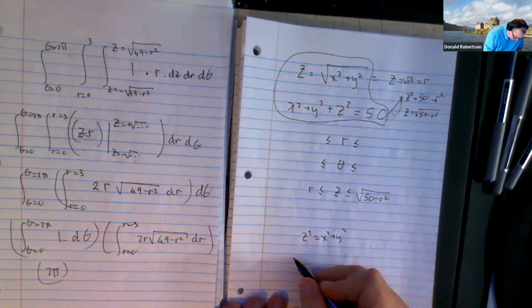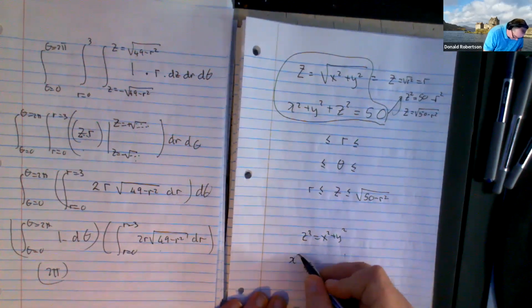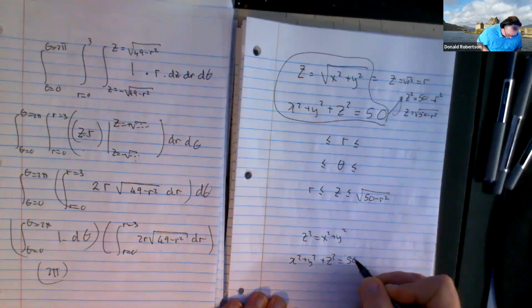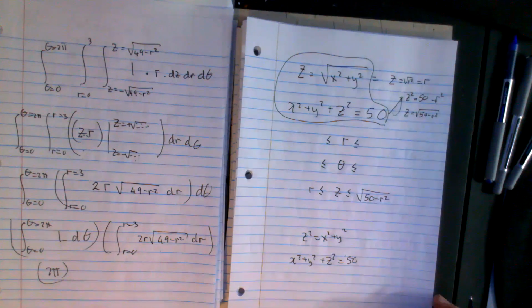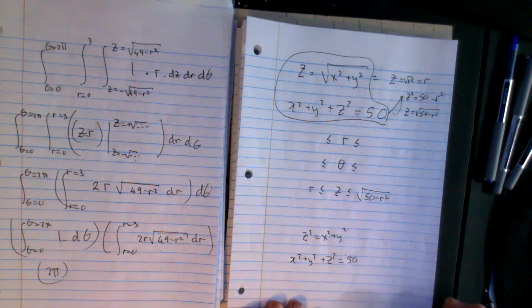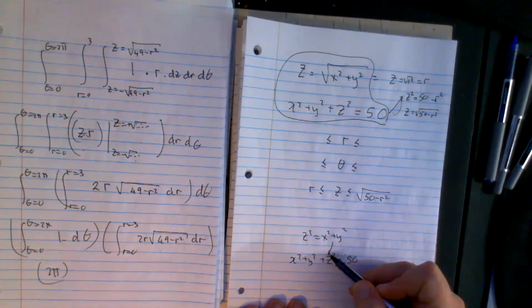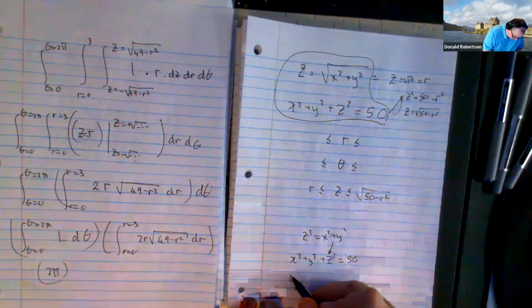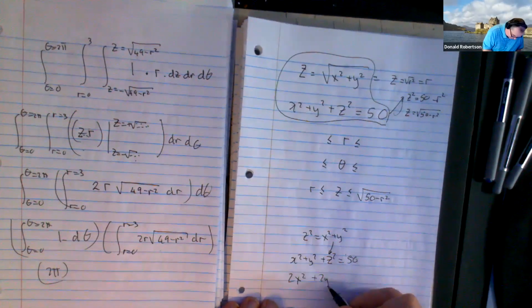Now I'm just going to write down the other piece of information underneath it. And I want to use this. Could we substitute in the x squared plus y squared for the z squared? Yeah. And you end up with 2x squared plus 2y squared equals 50.